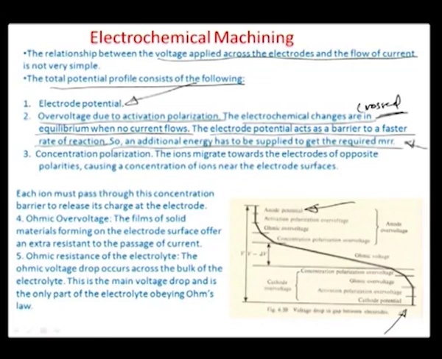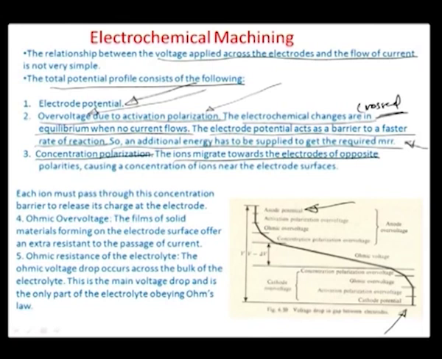Okay. So, this is an over voltage. Therefore, whenever you are planning a certain voltage resulting in a certain current, you will have to accommodate for these over voltages and supply a slightly higher voltage, so that these losses can be taken care of while doing electrochemical machining.